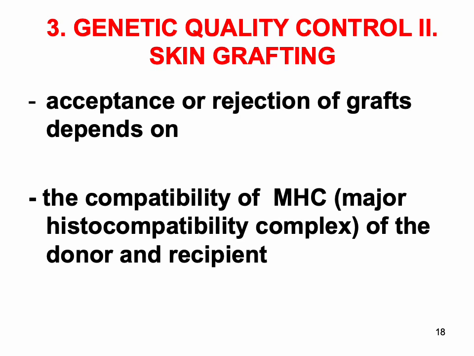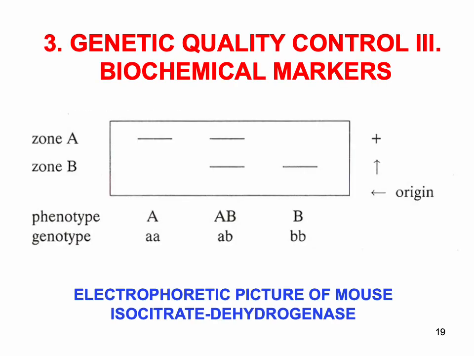Historically, it is possible to do this by skin grafting, and the acceptance or rejection of grafts depends on the major histocompatibility complex of the donor and recipient. The genetic quality control can be made by biochemical markers too, using electrophoretic techniques.